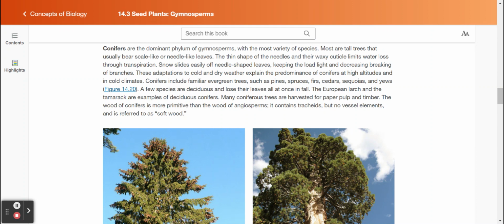Conifers include familiar evergreen trees such as pines, spruces, firs, cedars, sequoias, and yews. A few species are deciduous and lose their leaves all at once in fall. The European larch and the tamarack are examples of deciduous conifers. Many coniferous trees are harvested for paper pulp and timber. The wood of conifers is more primitive than the wood of angiosperms. It contains tracheids but no vessel elements, and it is referred to as softwood.